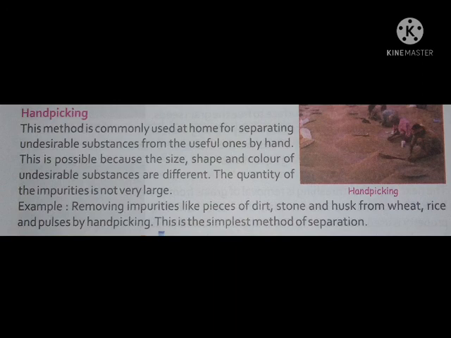Examples, meaning where we use the hand picking method. Removing impurities like pieces of dirt, stone and husk from wheat, rice and pulses by hand picking. So we use the hand picking method in this. This is the simplest method of separation. So hand picking is the simplest method of separation.